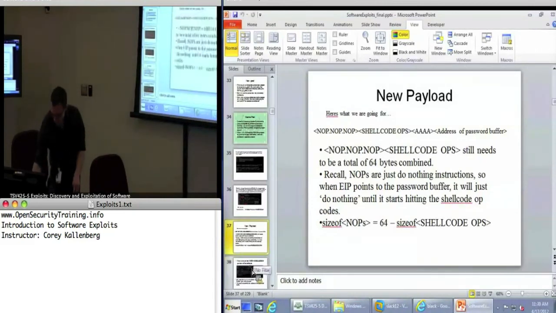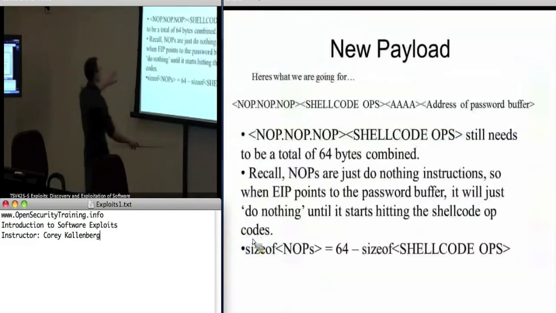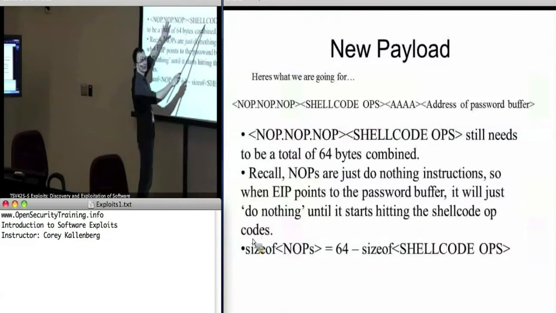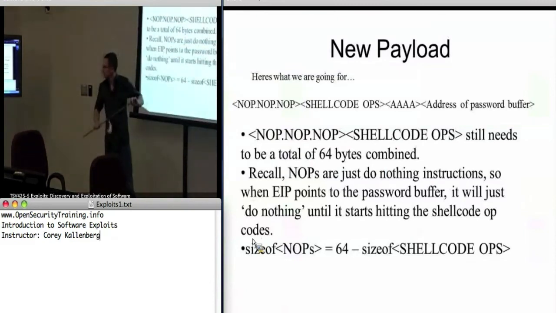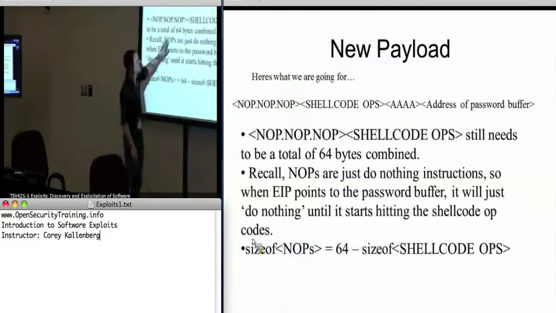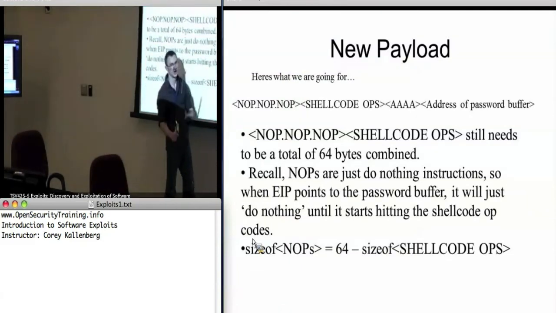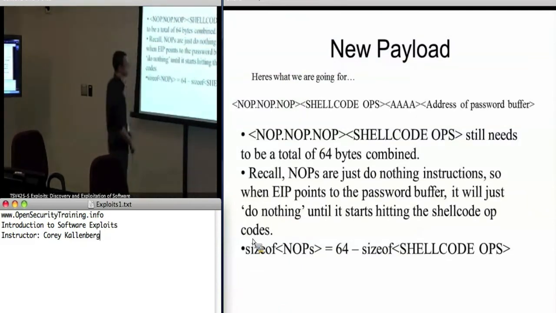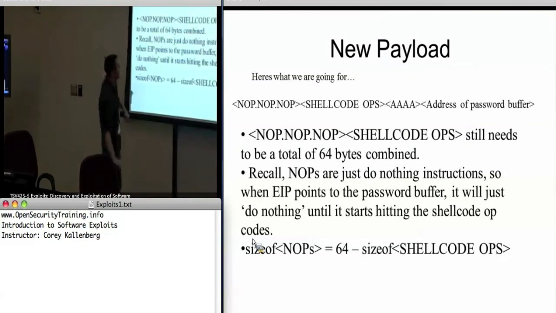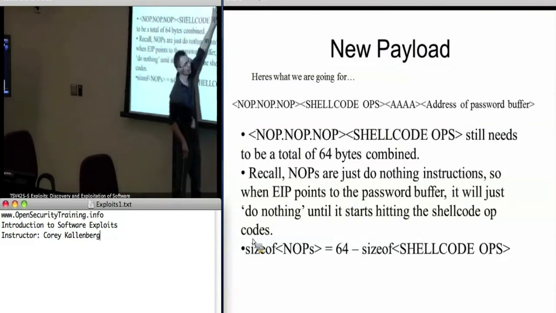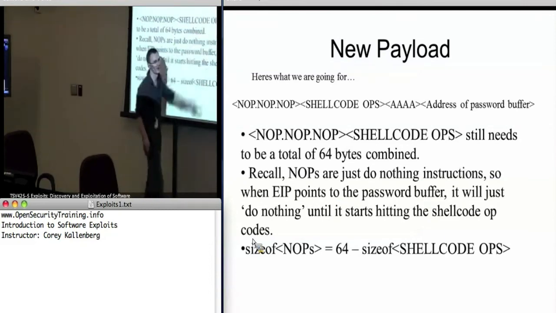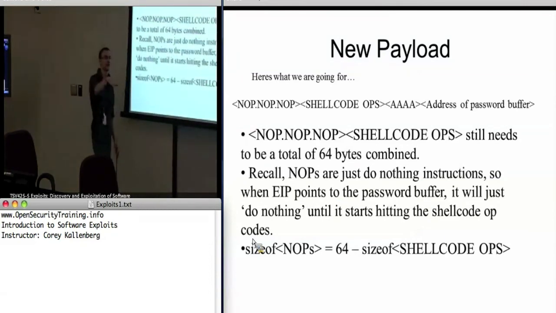Okay. So some important points from this slide to reiterate: the no-ops plus the shellcode need to be 64 bytes. Everyone understands why that is, right? Yep, to completely consume the buffer that we're overflowing, the password buffer. 4 bytes of jump don't matter because we do not care about the saved frame pointer at this point in the class. And then the address of the password buffer, or the address of one of our no-ops in particular. Because if we can execute one of our no-ops, we'll eventually slide down to our shellcode and be okay.